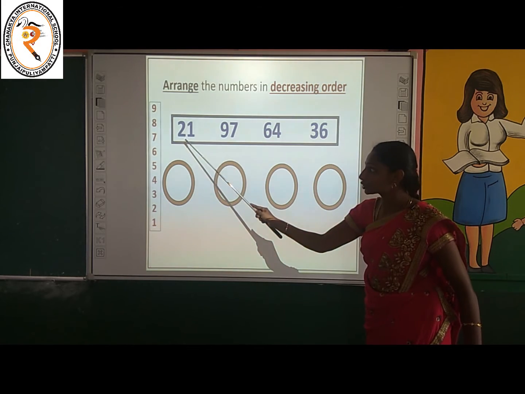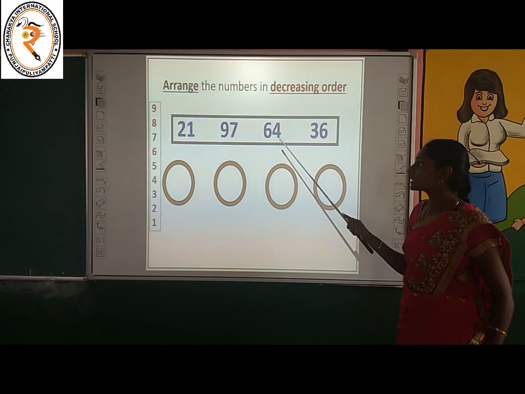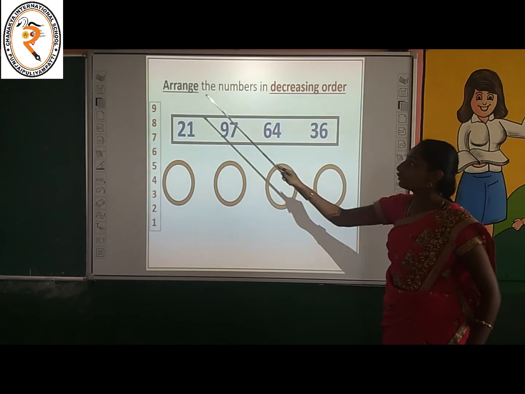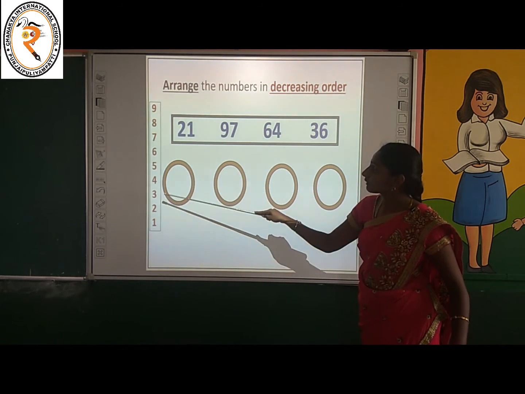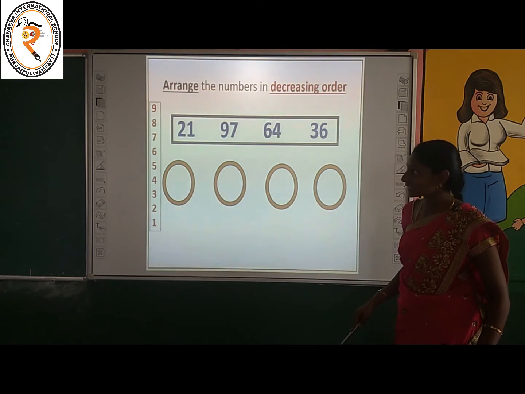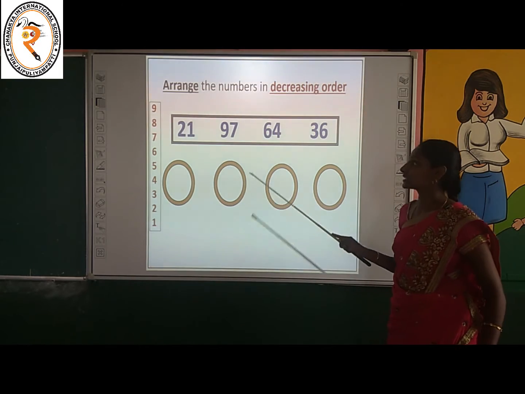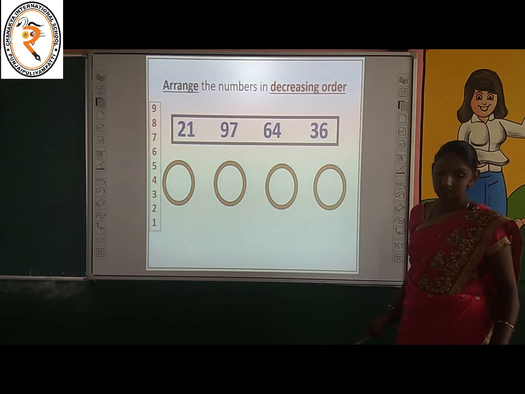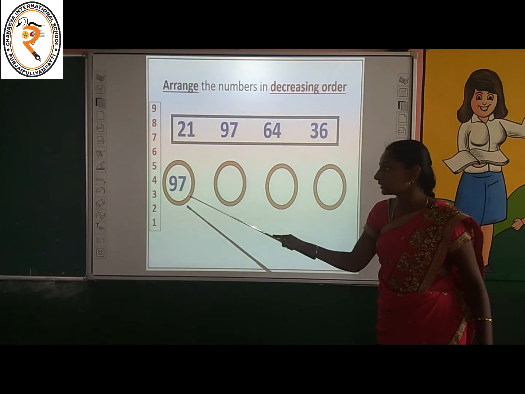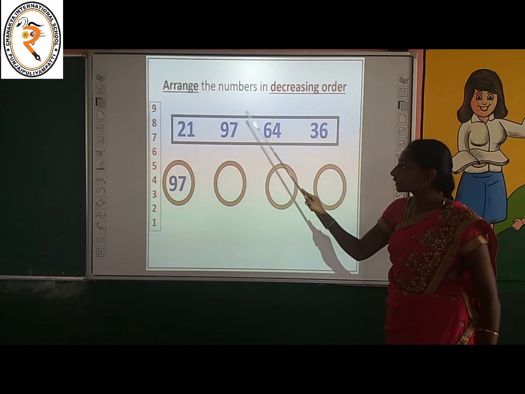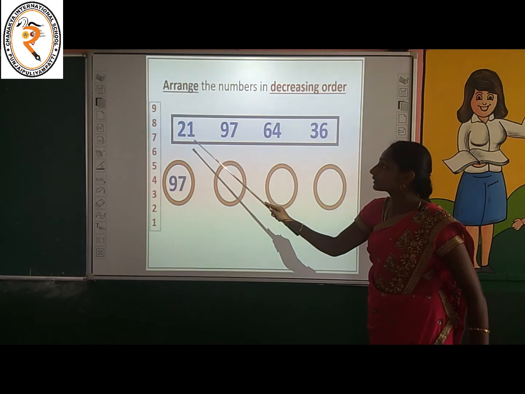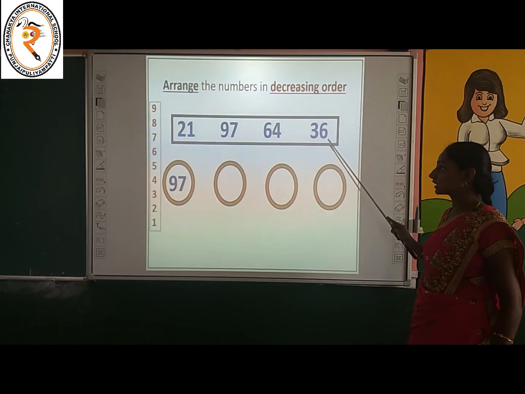What do we have here? 2 tens, 9 tens, 6 tens and 3 tens. Now compare here 9, 2, 6, 3. Which is biggest? Yes, you are correct. 9 tens is biggest. Hence we can say that 97 is the biggest. Write it in the first circle. Now don't see number 97, cross it out. Now we have only 3 numbers, 21, 64 and 36.